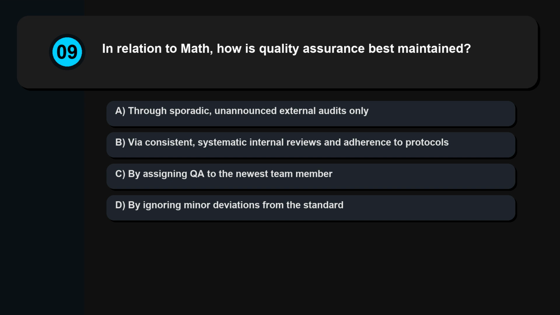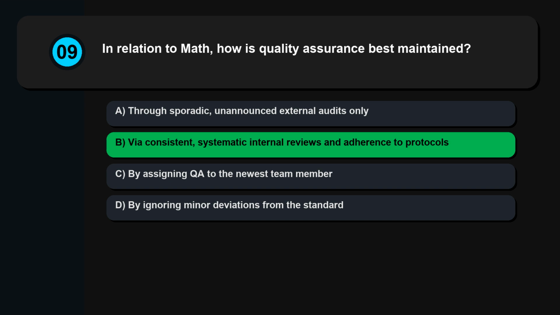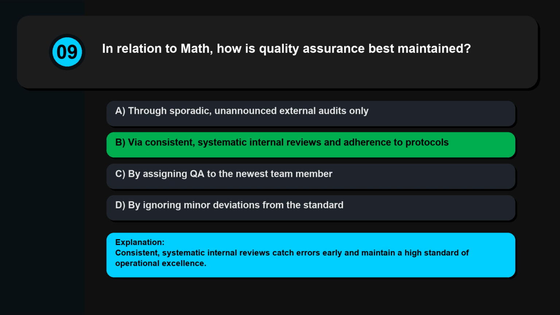Question 9. In relation to math, how is quality assurance best maintained? Through sporadic, unannounced external audits only, via consistent, systematic internal reviews and adherence to protocols, by assigning QA to the newest team member, by ignoring minor deviations from the standard. Consistent, systematic internal reviews catch errors early and maintain a high standard of operational excellence.